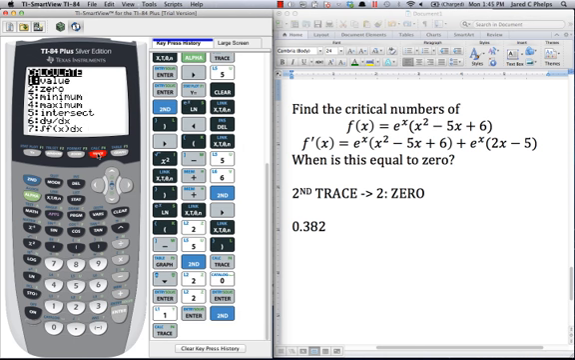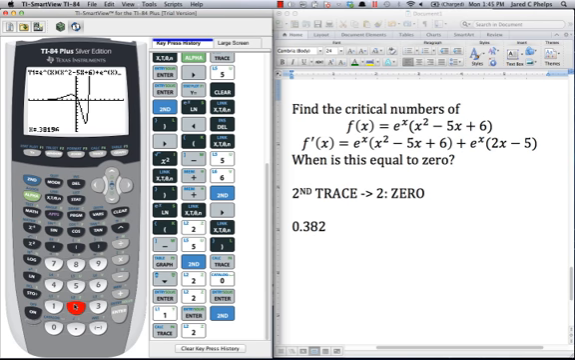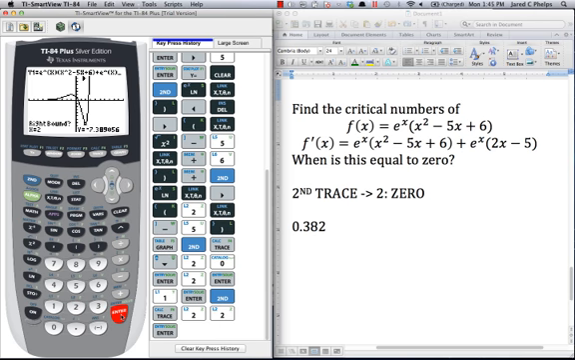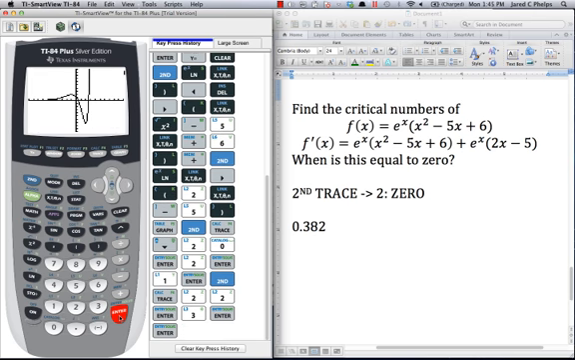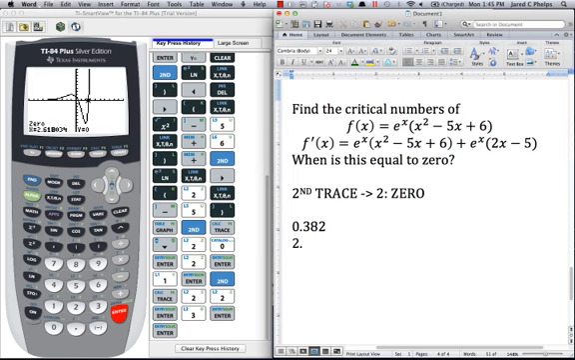And the other critical number, this one over here, same thing. We go second trace, 0. This one looks like it's between 2 and 3. I won't even put in a guess, I'll just hit enter again, and it'll come back and tell me my other critical number was 2.618. So these two things are my critical numbers.